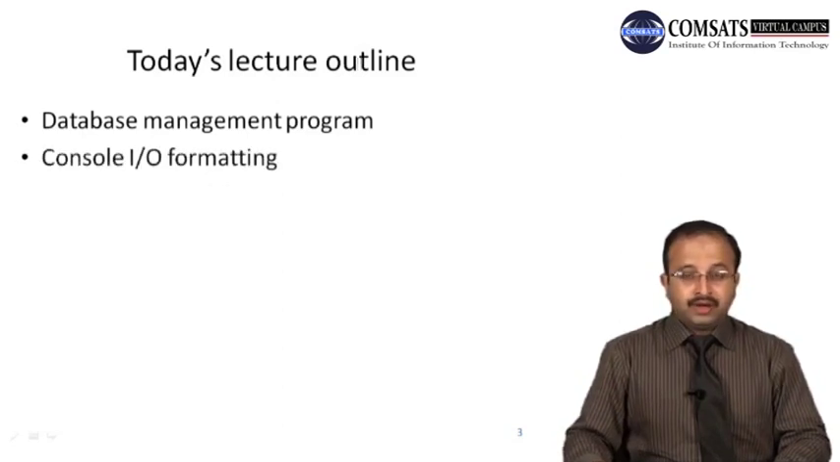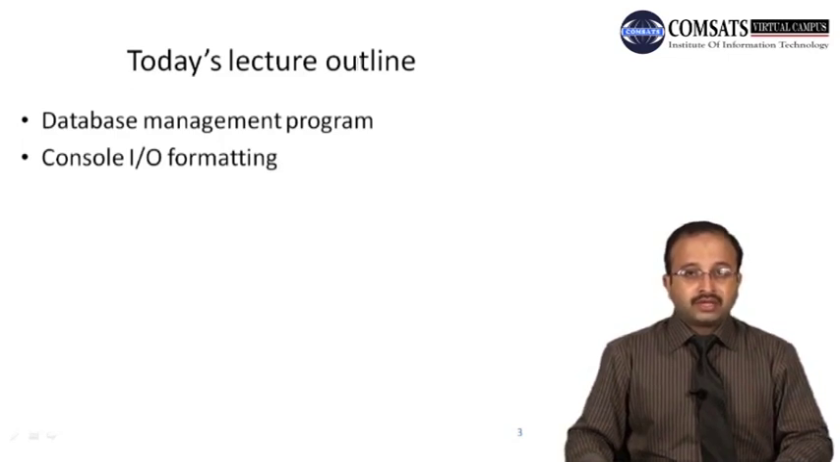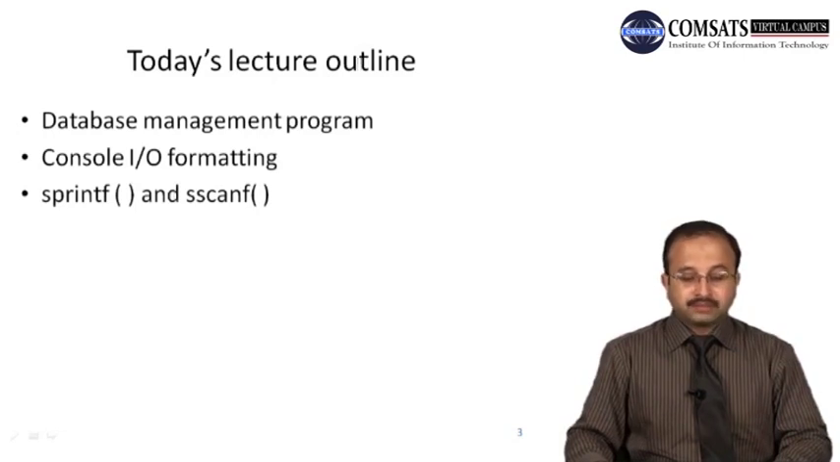And then console IO formatting. There are some functions to format the output that appears on the black screen when we execute the program, which is also called the console. So in that we will see how we can format the output. We will see some formatting issues when we execute and display the records in our database management program, and then we will come to console IO formatting and apply that formatting in the program, to see whether our displayed records appear in some format or unformatted. Then printf and scanf functions.